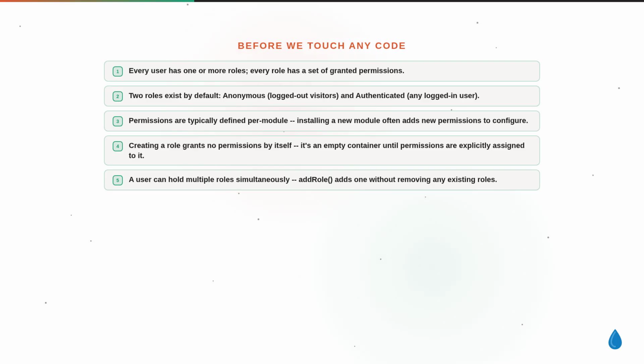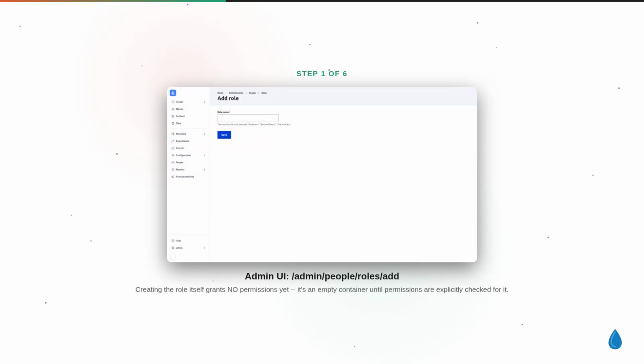A user can hold multiple roles simultaneously. Add role adds one without removing any existing roles. Creating the role itself grants no permissions yet. It's an empty container until permissions are explicitly checked for it.